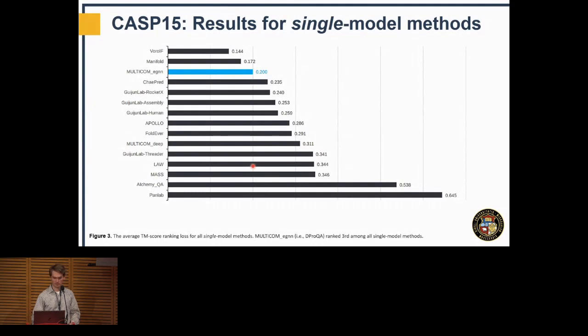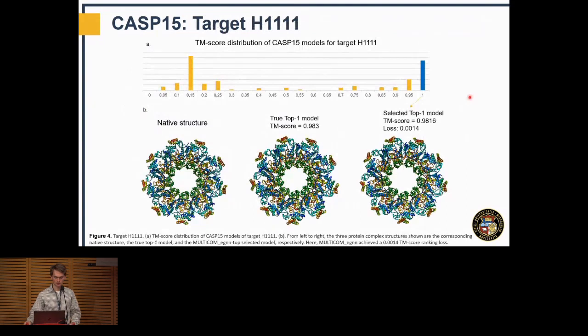And then finally, to wrap up with the results and wrap up the talk, we'll just highlight a specific example from CASP15 that we thought was particularly interesting. So for this target, H111, you'll notice that the distribution of TM scores for the decoys is pretty much skewed towards 0.15, so very, very bad. So there's a lot of ways that you can select the wrong decoy for this target, and very few that you can actually select the correct one, as you see over here.